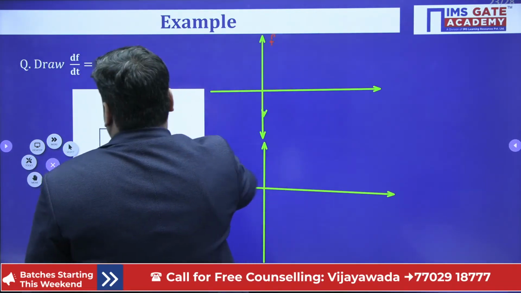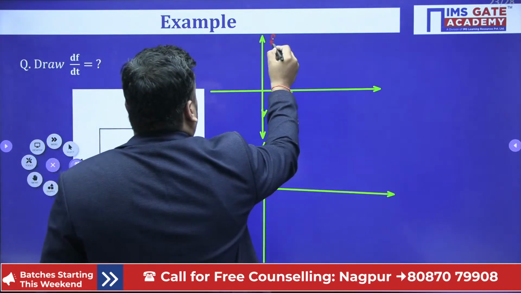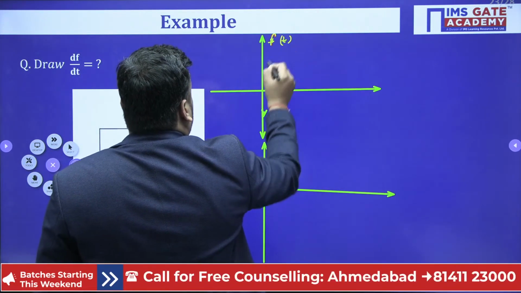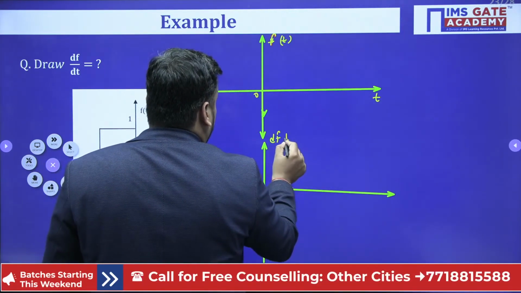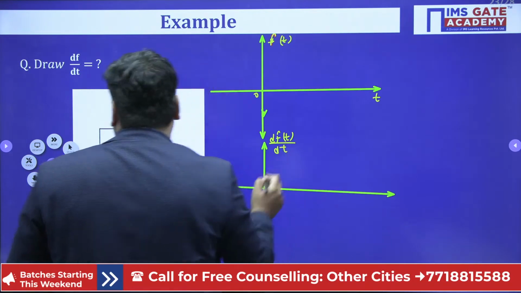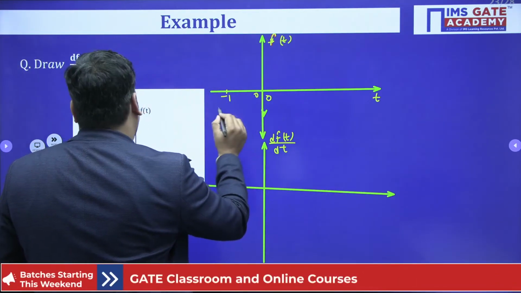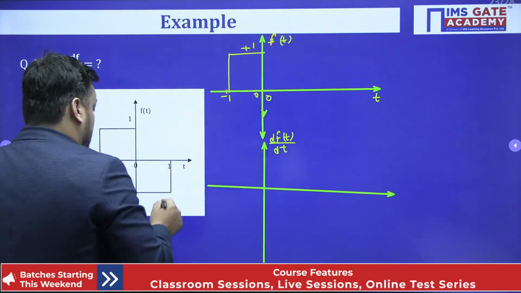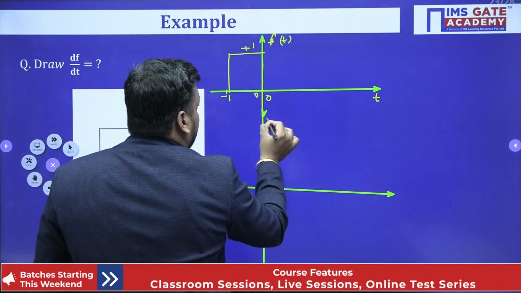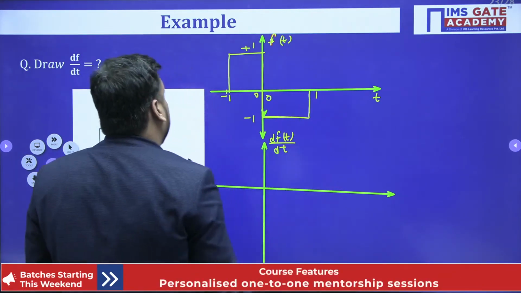so this is nothing but your f(t) with respect to time. And this is nothing but df(t)/dt. So here I should write minus 1 to 0, and we are having the magnitude plus 1. And after that, student, till minus 1 as it is. After that we are having, reaching this place, 1.